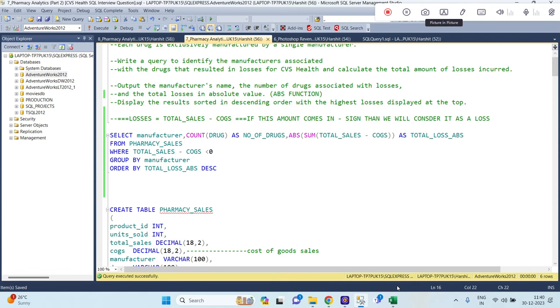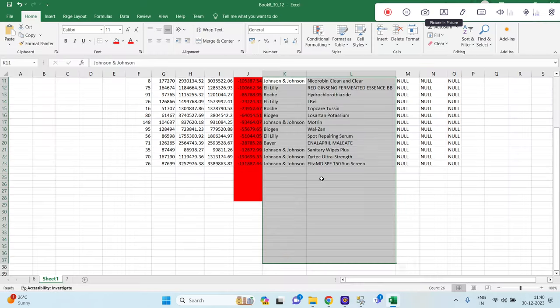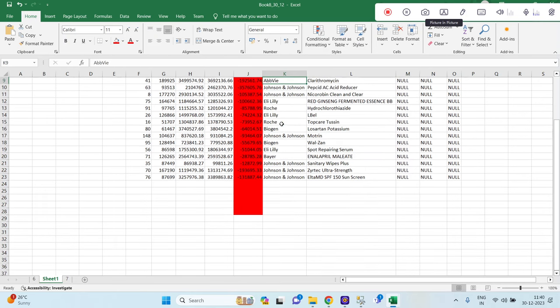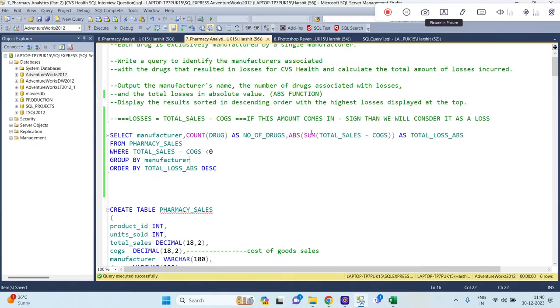Yes, because if you see over here, this Johnson and Johnson is coming six times, right? So all the six values we have to add. For that purpose, we have done sum of total sales minus costs.